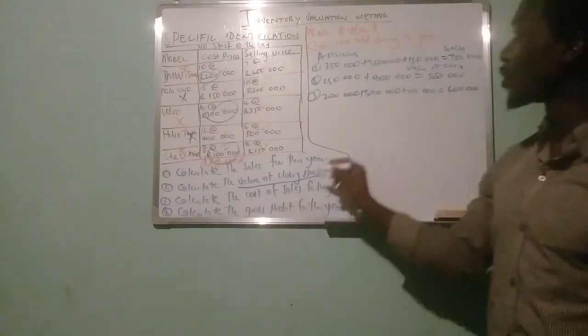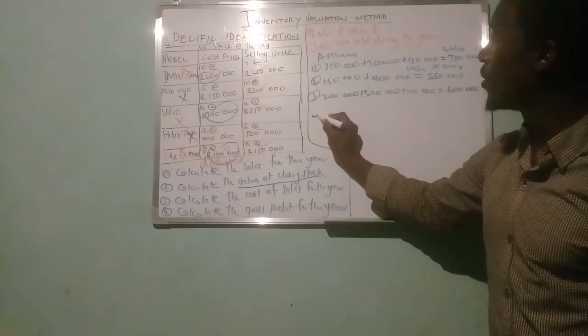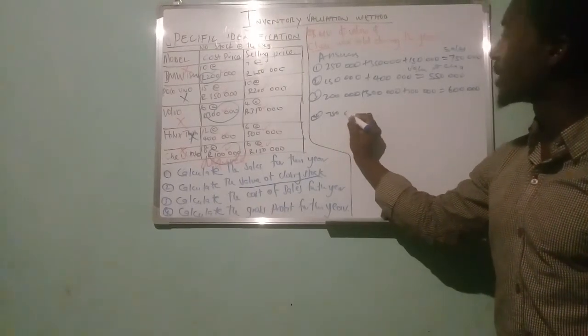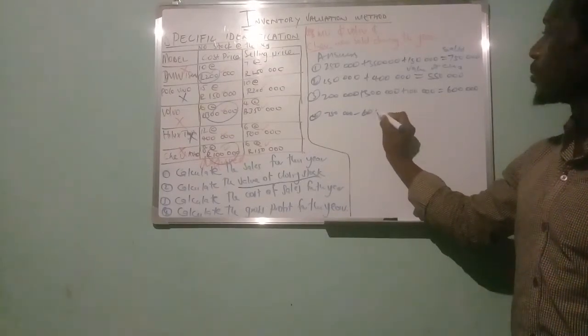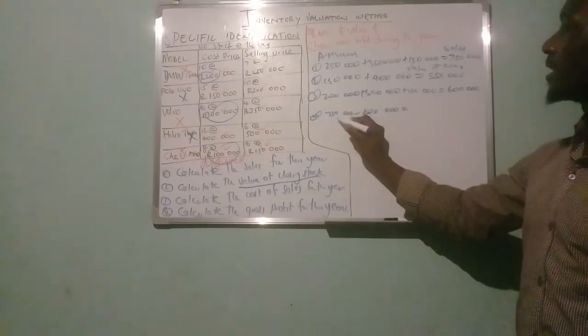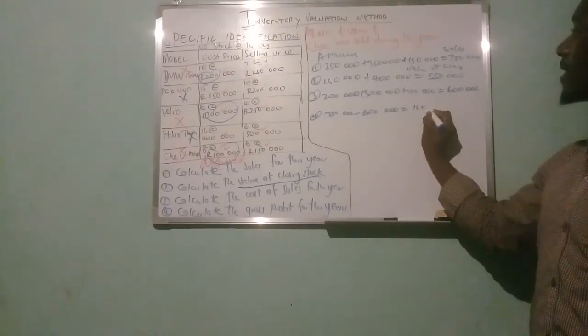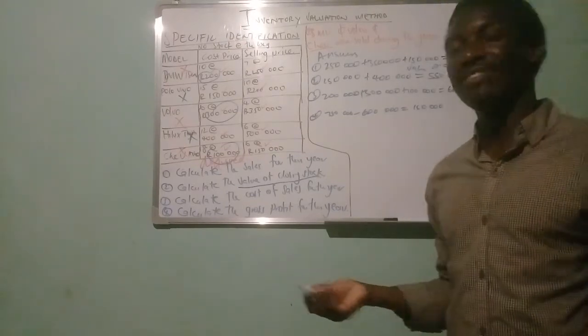Number 4, calculate the gross profit. You just take number 1, which is your sales of 750,000 rand, minus your number 3, which is your cost of sales, which is 600,000. Therefore, you get 750 minus 600, you get 150,000, which is your gross profit. And your activity is done.